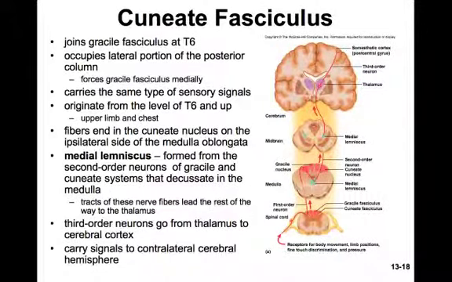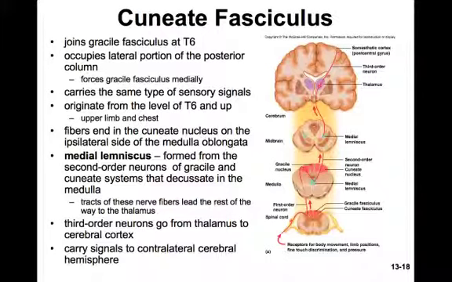Now, the cuneate fasciculus joins the gracile fasciculus at about thoracic vertebrae 6. It occupies the lateral portion of the posterior column here. It carries the same type of sensory signals, but those originating at level T6 and up, so for the upper limb and chest. The fibers end in the cuneate nucleus on the ipsilateral side of the medulla oblongata, so they travel in the same way that the Gracile Fasciculus neurons travel.